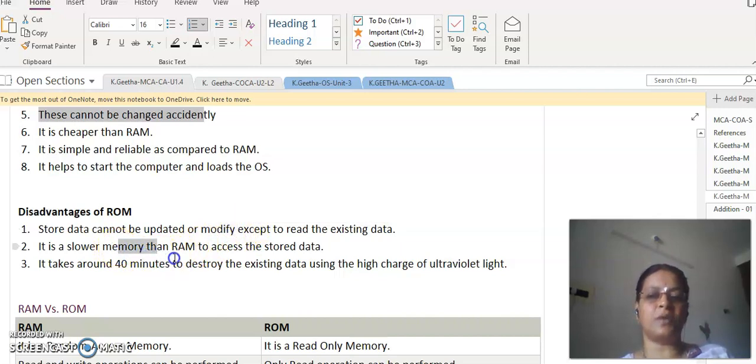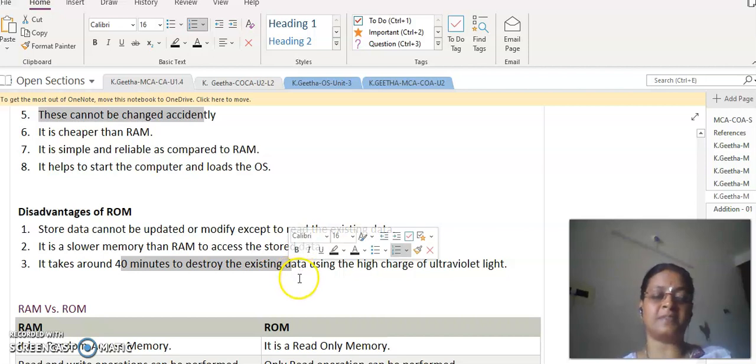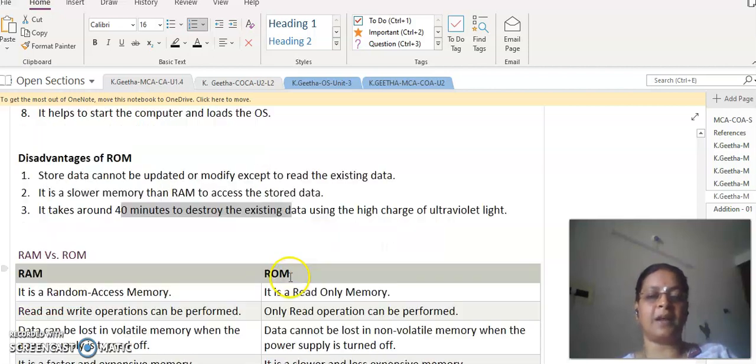And of course it is slower than the random access memory which is used to store the data, and it takes around 40 minutes to destroy the existing data because it is going to do it byte by byte, and it needs some extra ultraviolet exposure, only then can it erase the data, or sometimes selective erasure is also possible. That all depends on the technique we adopt to erase the content.